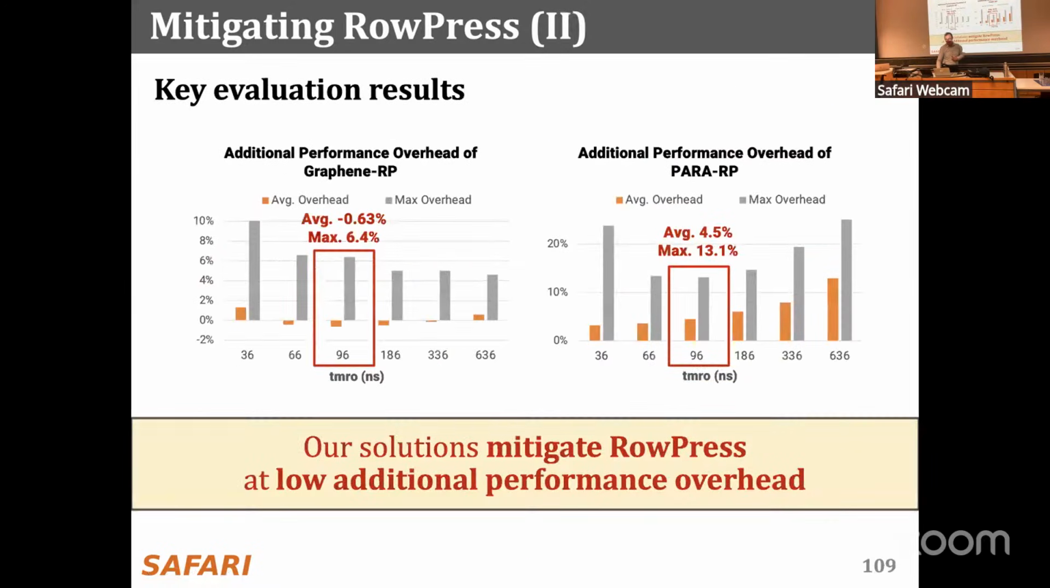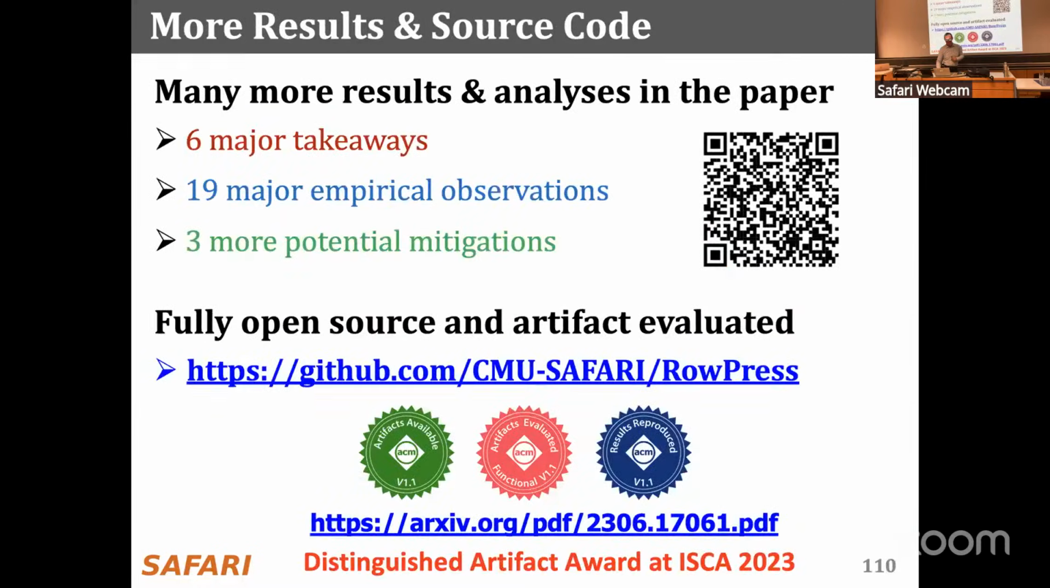And we show that it works for Graphene and Para. It introduces some additional overhead, as you can see. We declared it low, but it may not be very low, depending on the vulnerability and your configuration. But essentially, that's the idea. There's a lot more results and analysis in the paper.